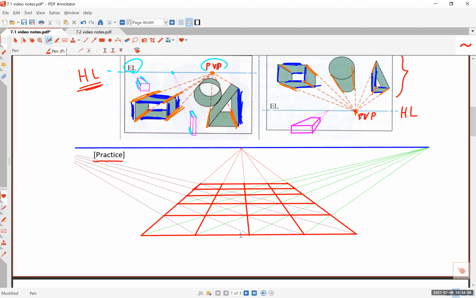So what am I doing here? This is a tiled floor. And I made it so that the width is all the same.